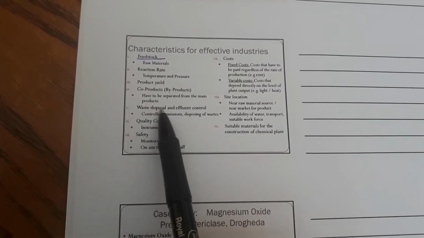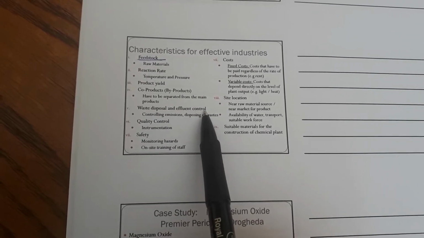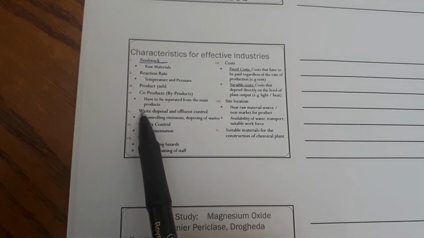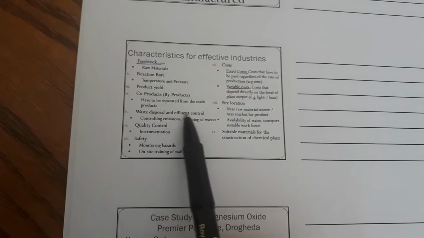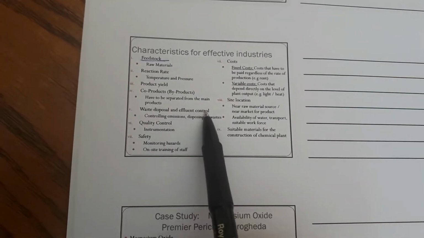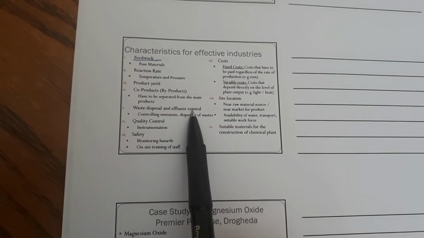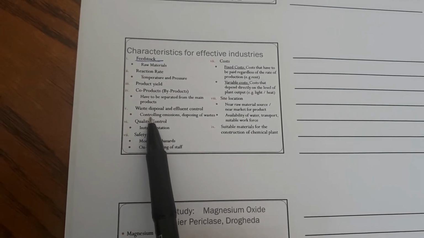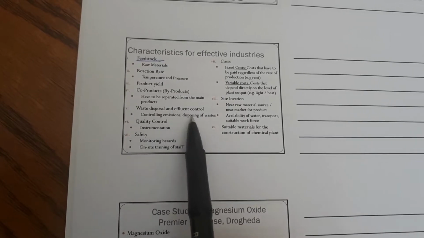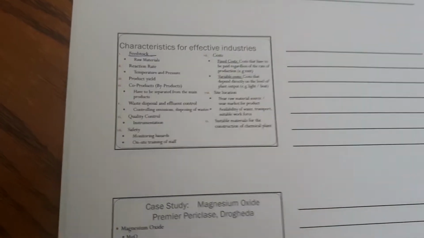The fifth part here is waste disposal and effluent control. So how do you get rid of any of the wastes that you are producing, and any gases in particular that you might also be producing as a result of your processing? So you have to look at controlling your emissions and disposing of wastes there.